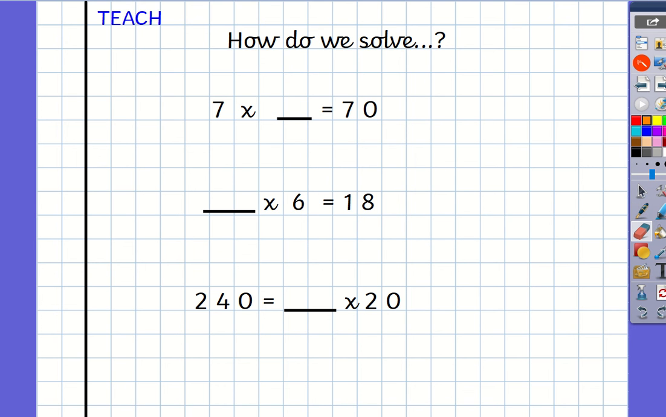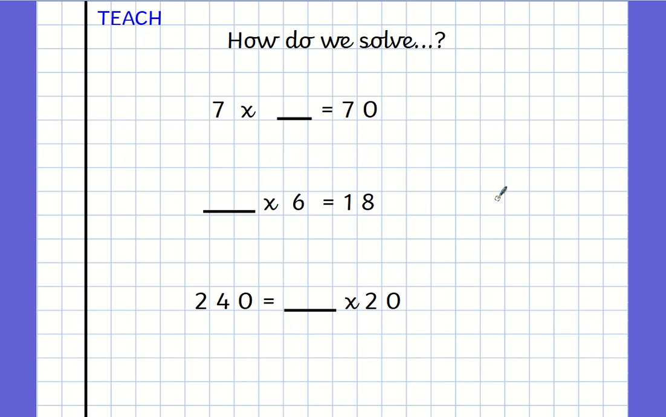Right then, let's move on to our next question. Something multiplied by 6 equals 18. Well, again, let's look at our knowledge here. 6 and 18. What relationship can we spot there? Well, we know that if we divide 18 by 6, what will our answer be? Our answer will be 3, won't it? So we know that 3 times 6 equals 18.